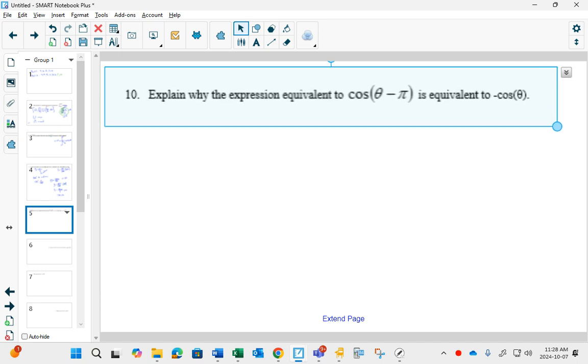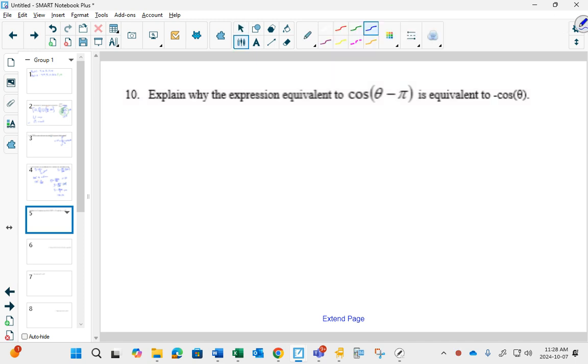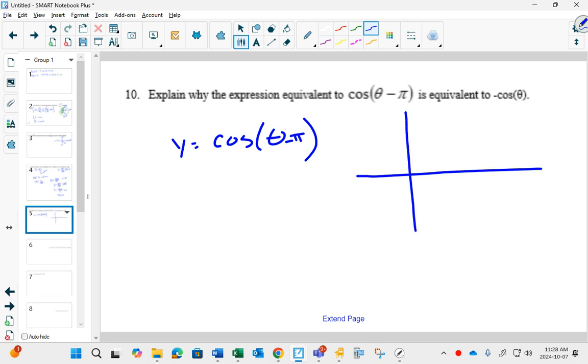Number 10 is a graphing question that's hidden as not a graphing question. The best way to explain this is if you look at the graph of y equals cos of theta minus pi. Can you see that that would be a cos graph shifted pi to the right? So I'm going to draw my normal cos graph. I'm going to take my axes, pi over 2, pi, and 3 pi over 2, and a maximum of 1 and a minimum of negative 1.